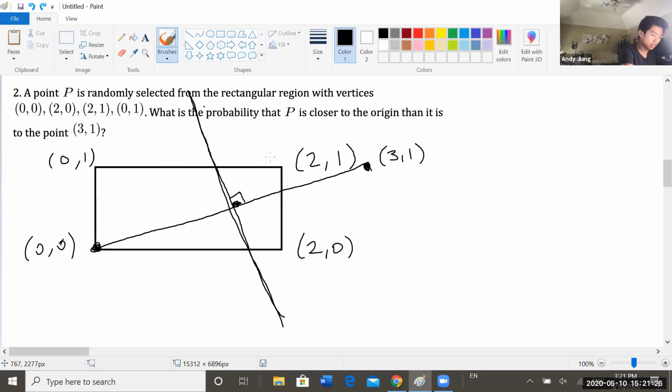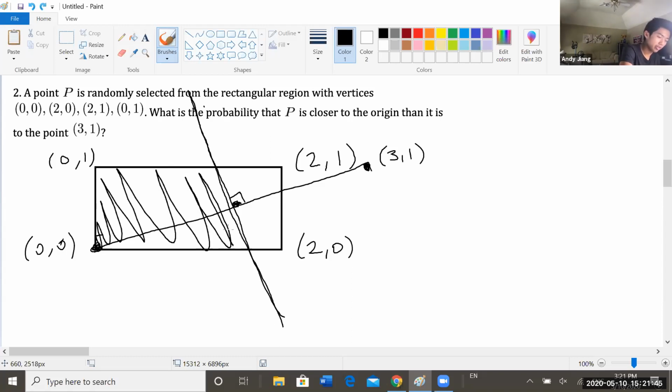All right, so that's if I take a point along the line. And then if I take a point to the left of the line, like over here, then for sure it's going to be closer to 0, 0. And if I take a point right of this line, then it's going to be closer to 3, 1. So I want all the points to the left of the line because I want it to be closer to the origin.